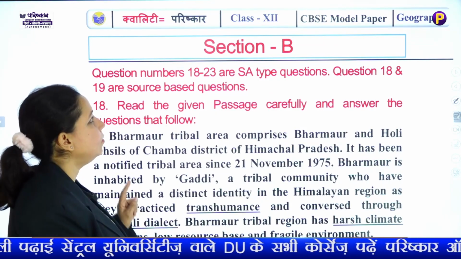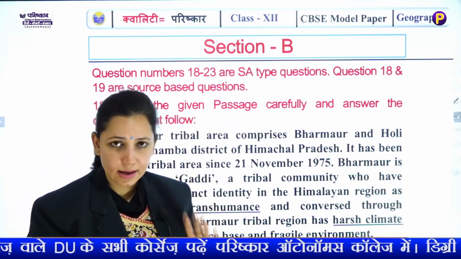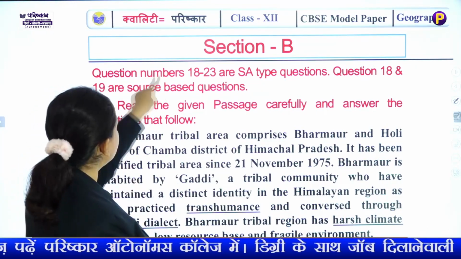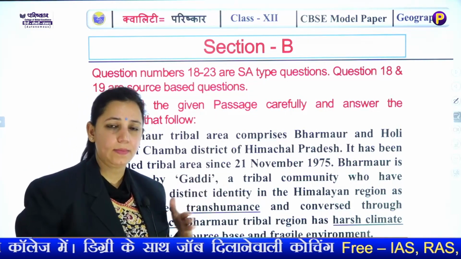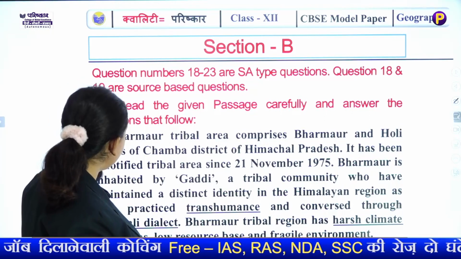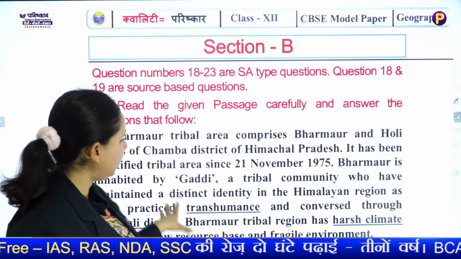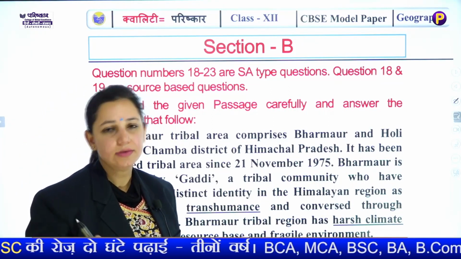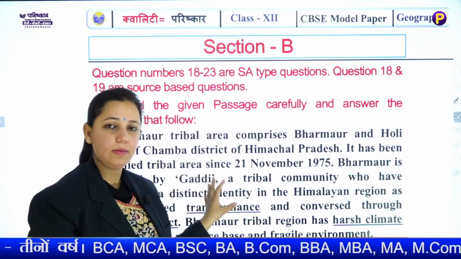Now we come to section B. Our section A is over with the MCQ questions. Now we come to section B, and questions 18 to 23 are short answer type questions. Section B comprises short answer type questions. Again, a passage is given to you. You have to read this passage and write down the short answers based on it. So you can find the answer itself in the passage.